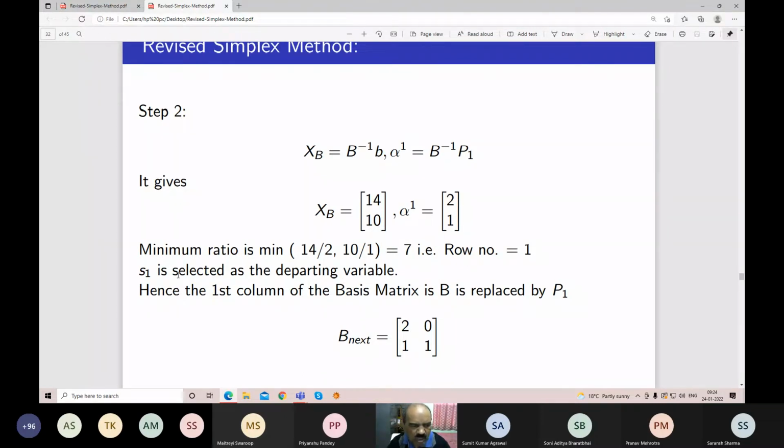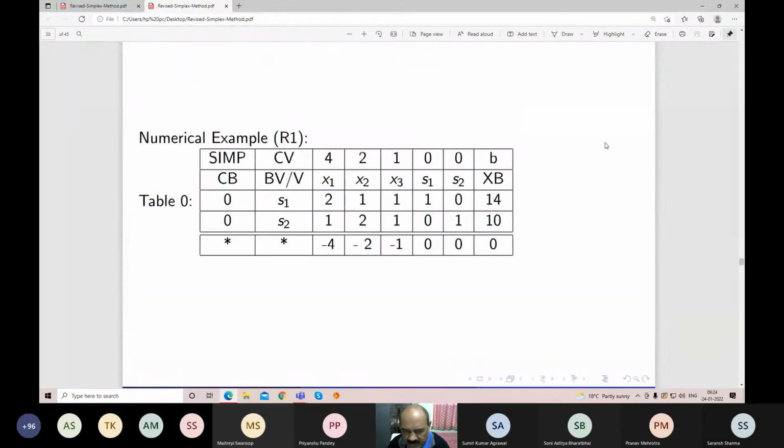So once S1 is selected as the departing variable, with respect to row number 1, the first column of the basis matrix, 1 0 0 1, first column. Here it was first row S1, second row S2. But here there are two columns, S1 and S2. With respect to S1, we have S1 here; with respect to S2, the S2 here. Since S1 is the departing variable, the first column 1 0 we are replacing with 2 1. Then we are computing the new inverse.